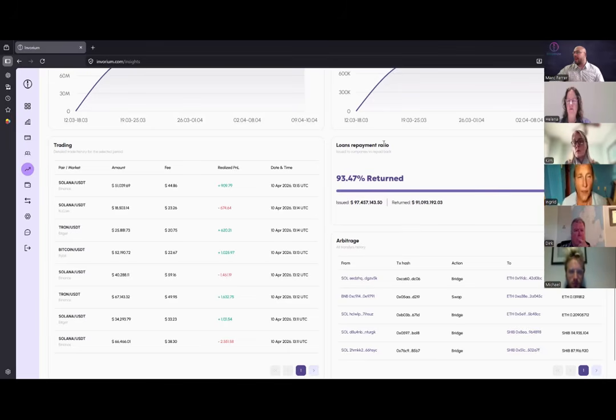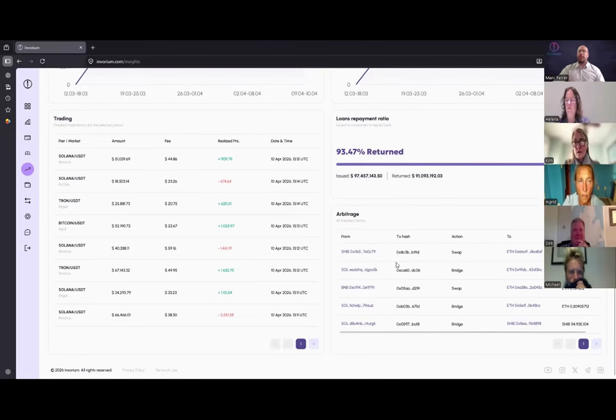Also, we have the loans repayment ratio, perhaps the most important indicator of your security. This scale shows the percentage of return of capital issued to the trading companies. When you see that the overwhelming part of issued funds has already been successfully returned to the hub, along with profit, any questions about risk fall away by themselves.